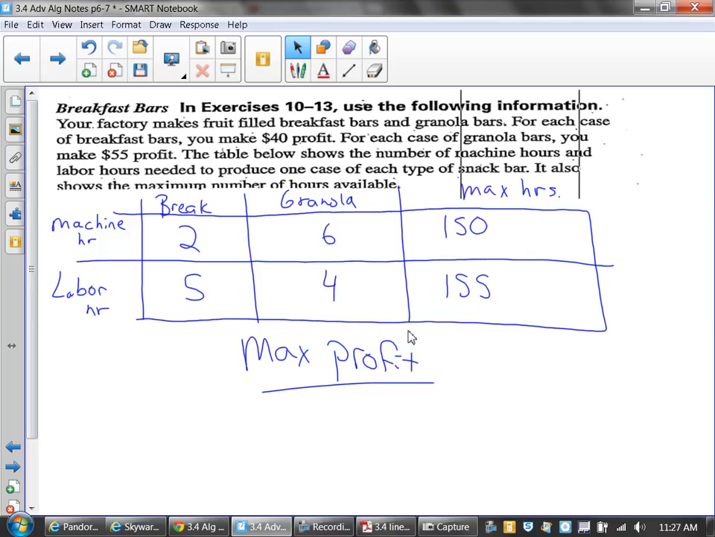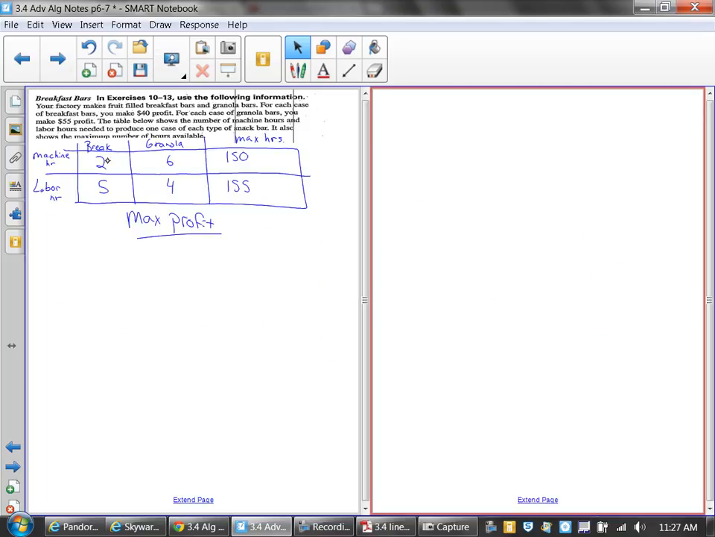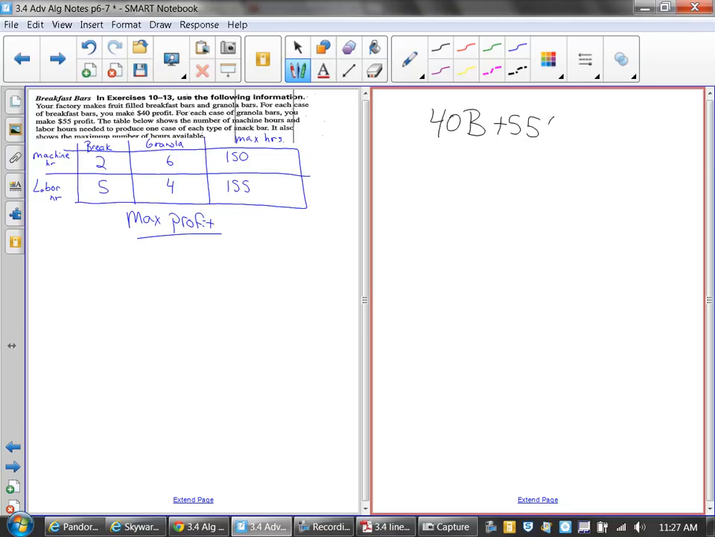All right? So as we start with the problem again, you want to maximize profit. So if I'm going to maximize profit, what's the profit that I make on the breakfast bars? 40. What's the profit that I make on granola bars? So I know that 40B plus 55G is my objective function. Okay?